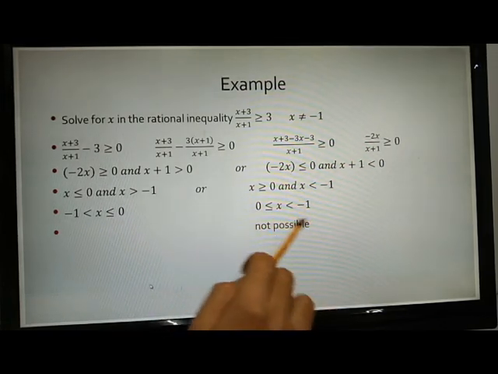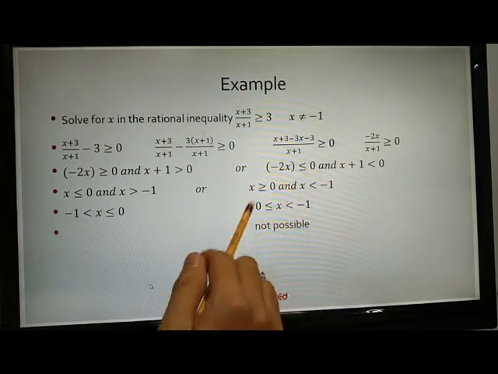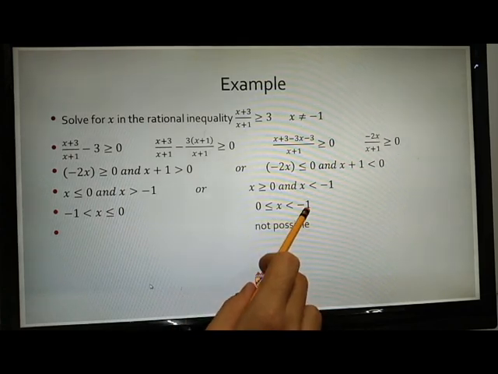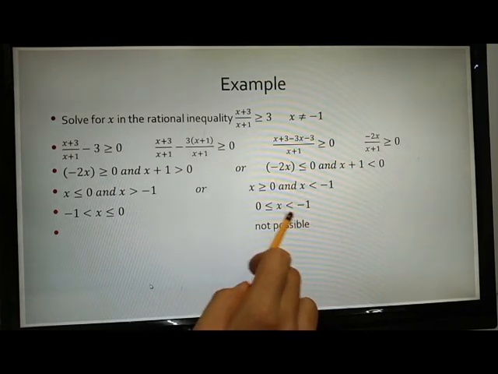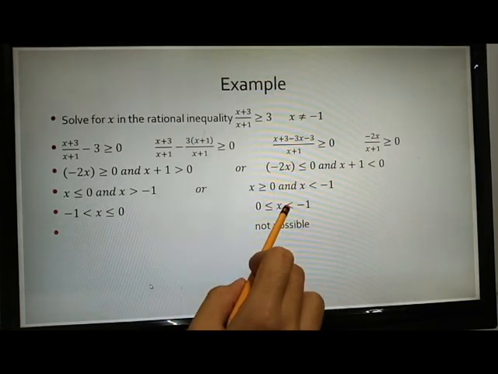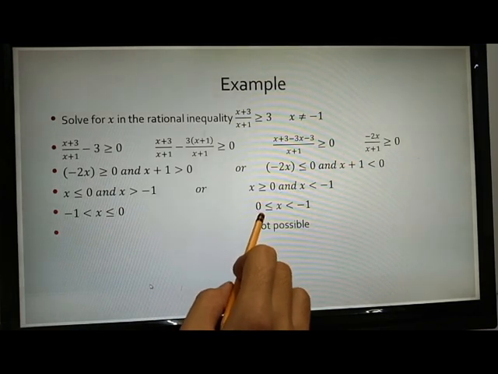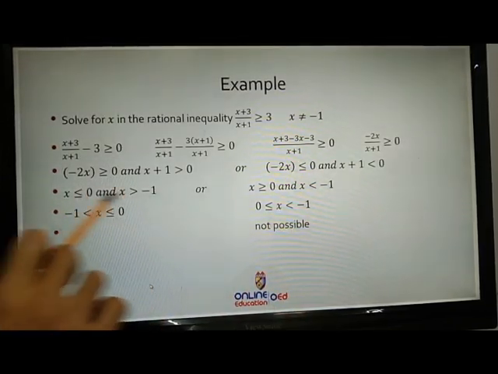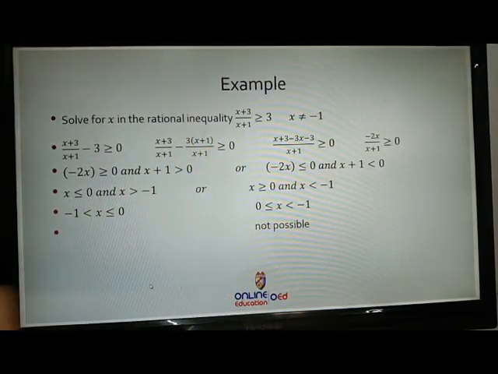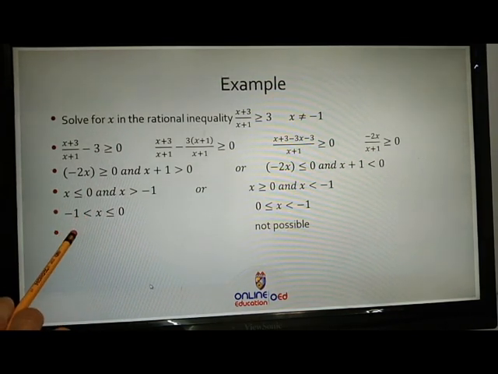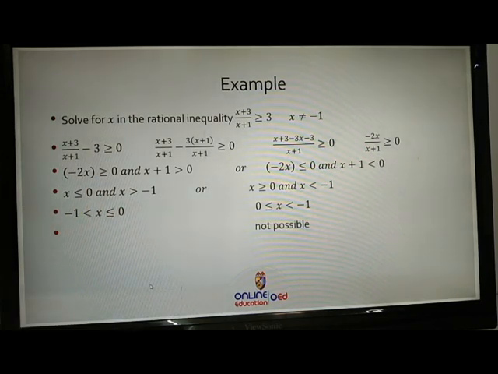Okay, but this given answer or values of x is not possible. So, bakit? Si 0 ay laging mas malaki sa negative number or negative 1. So, hindi siya possible. So, this answer is not possible. Okay? 0 can never be less than negative 1. Okay? So, this answer is not possible. And we will be considering this as the true answer of this given rational inequality. So, x is greater than negative 1 but less than or equal to 0.